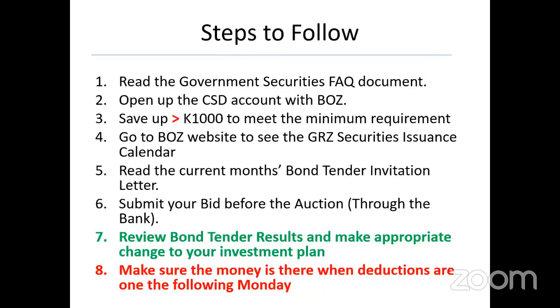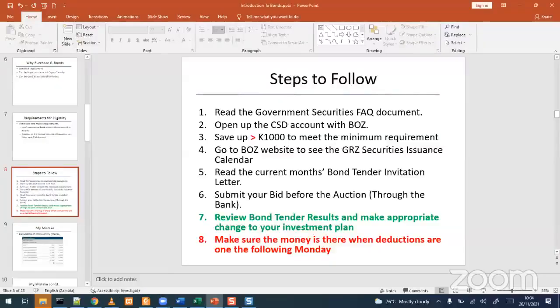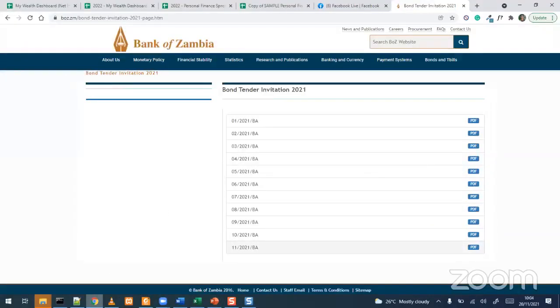What I pay the bank is 1% of my maturity interest. So please speak to your bank if you want to get this done through the bank. Now, what your bid offer should look like is as follows. And the great thing is there is data for that as well on the Bank of Zambia website.